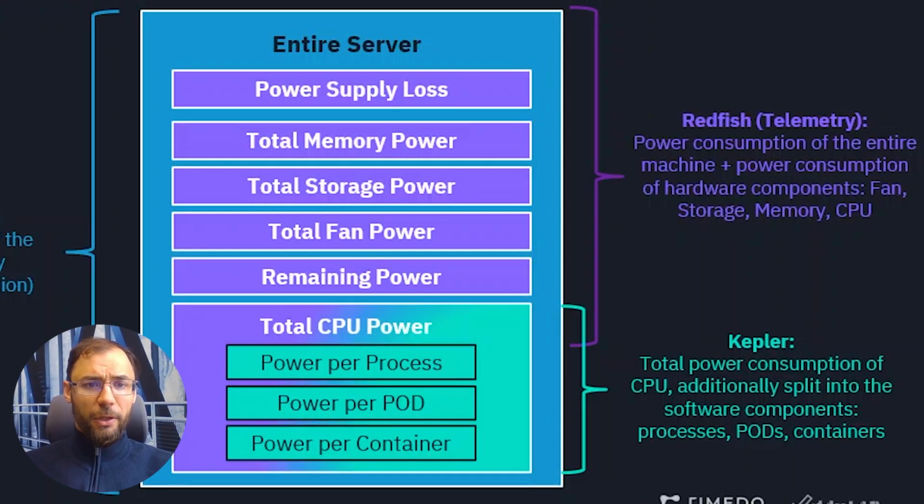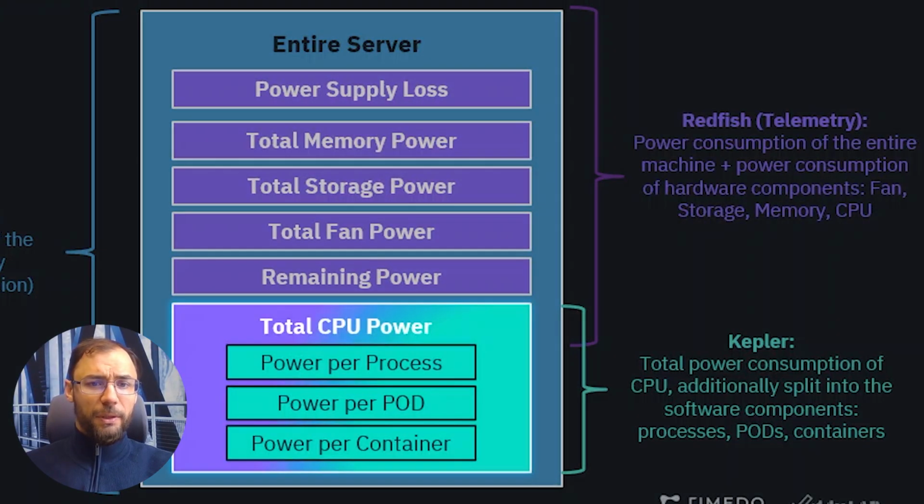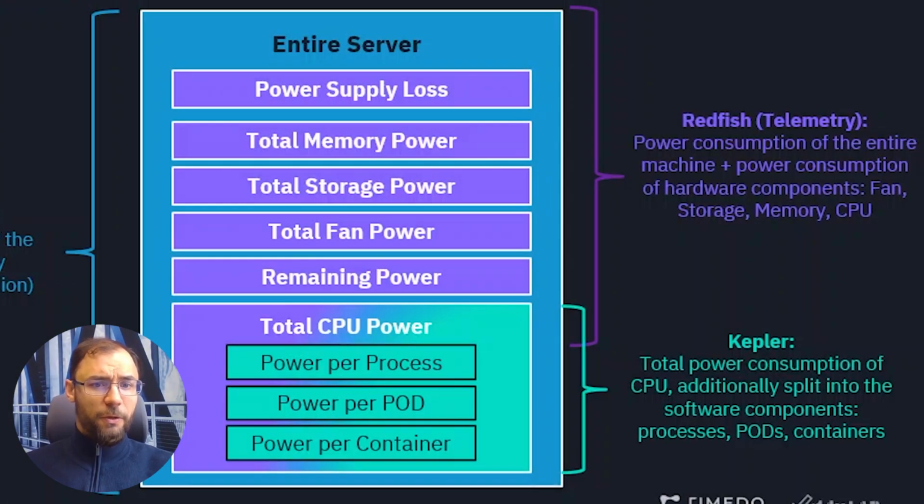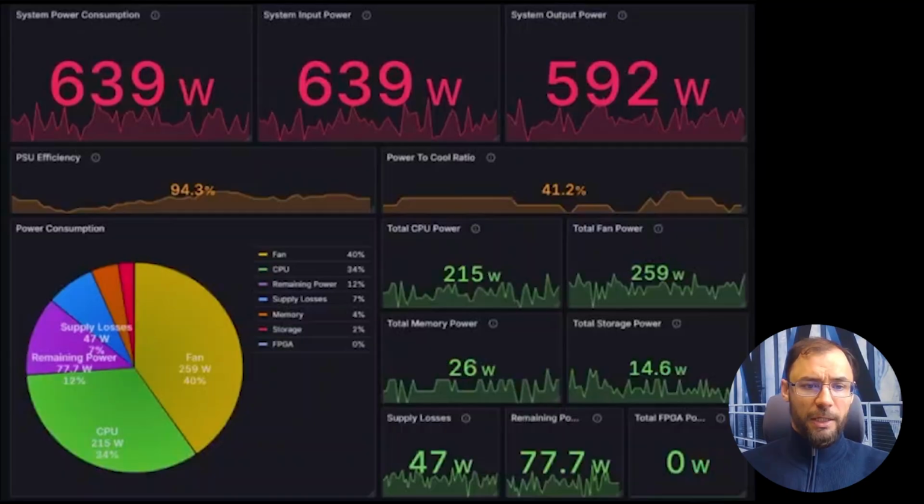Finally, on the third tier we use Kepler to dive into the power consumption of CPU, additionally split into individual software components like processes, pods, or containers. Now let's move to the video demonstration of power consumption measurements using Redfish and Kepler running on top of the introduced test environment. Here is a Grafana dashboard with Redfish telemetry measurements of Dell R750 running xApps Lab, which consumes O1 data from Keysight RIC test deployed on an external machine.